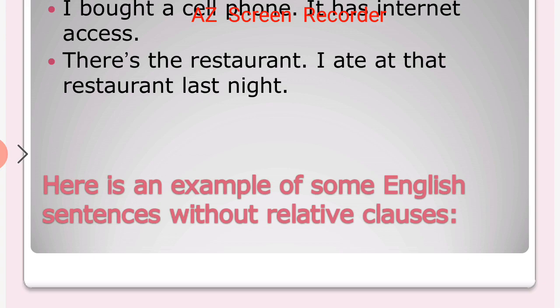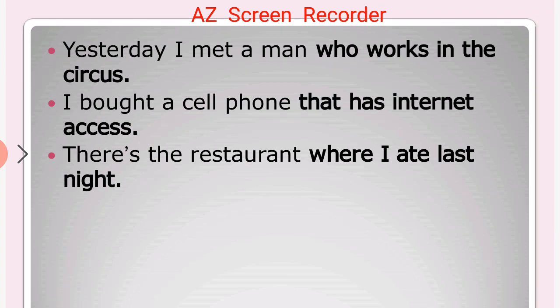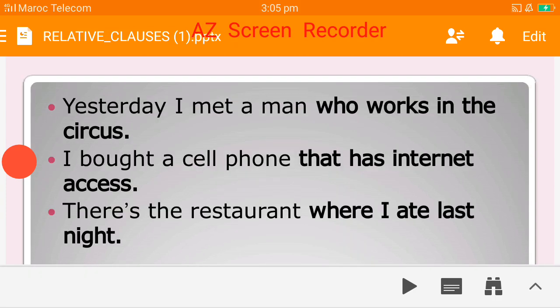Here is an example of some English sentences without relative clauses. So here are the right answers. Yesterday I met a man who works in the circus. The relative pronoun is who, and it refers to the man. Second example, I bought a cell phone that has internet access. We have that, and it refers to the phone. The last one, there is the restaurant where I ate last night. We have where, and it refers to the restaurant.